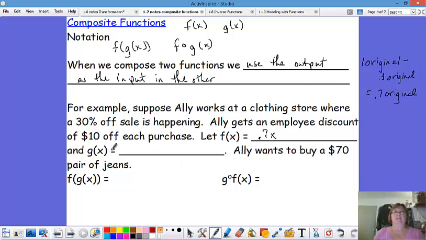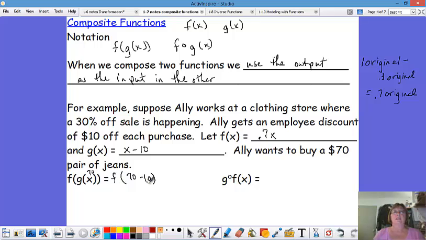Okay. g of x, well, that one says she gets just $10 off of what she buys. So however much it costs, x, we take $10 off. So we've got two mathematical expressions for each of these discounts. Allie wants to buy a $70 pair of jeans, and this says find us f of g of x, which means we would take the outcome of the g function and use it as input to the f. So I'm going to write that this way. We want f of, and remember we're working with a 70 here, we want f of 70 minus 10. That's what the g function says to do. Use your x value, subtract 10.